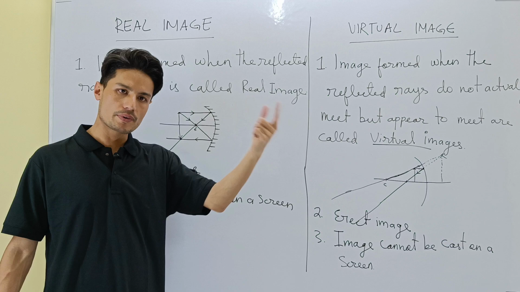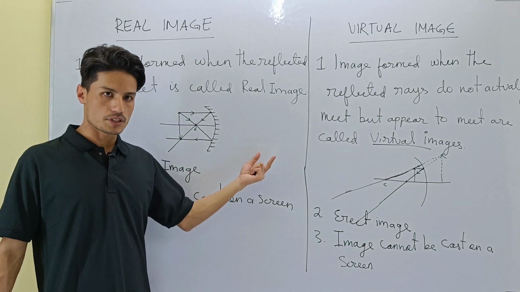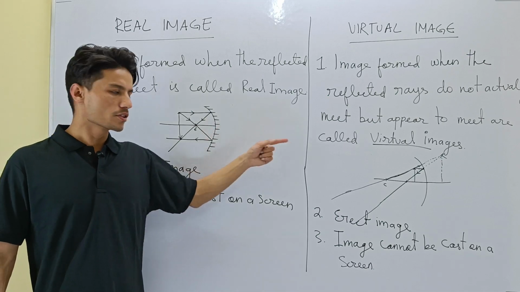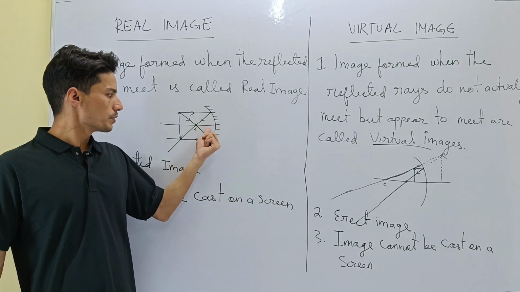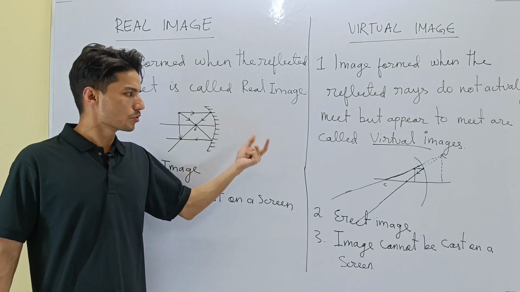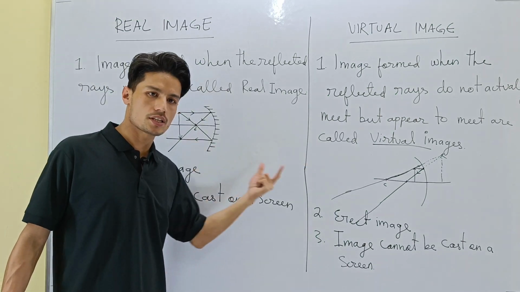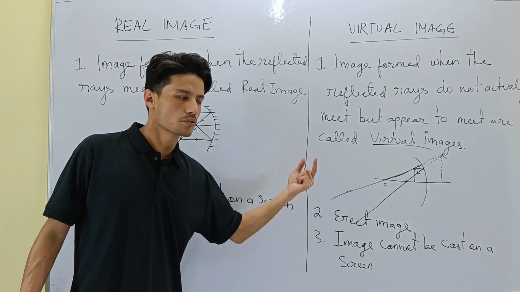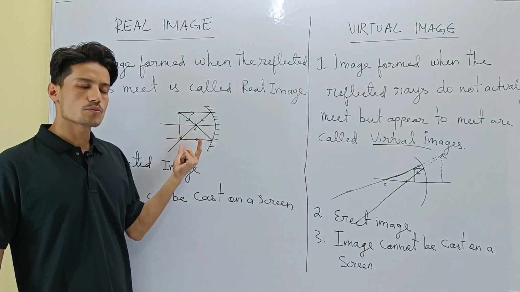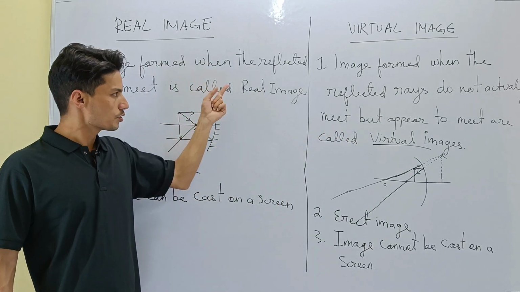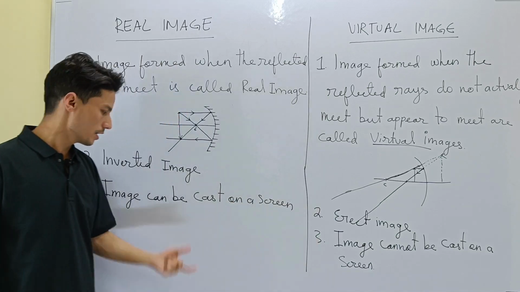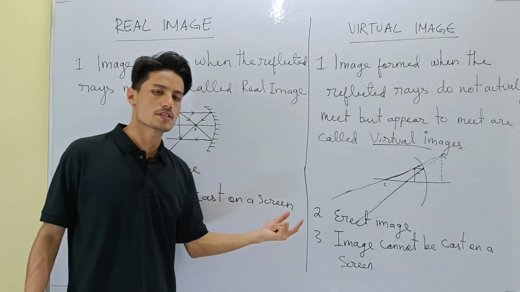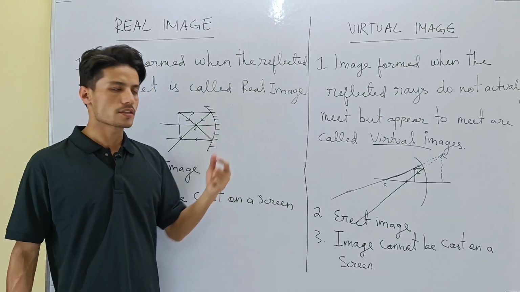In the upcoming videos we'll be doing the ray diagrams and all that. There the first point will be very clear, because when you draw the ray diagrams you will encounter this scenario and you will know which type of cases will give you virtual images, which type of cases will give you real images. So the first point is very important. Likewise the second point and the third point also are very important, just to know the differences between real and virtual images.